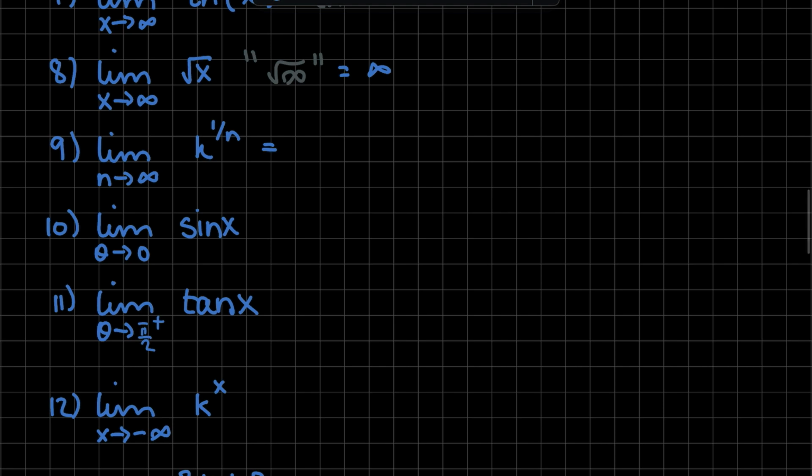Okay, so we have the limit as n tends to infinity of k to the power of 1 over n. It isn't specified here, but k is just some constant. Doesn't matter which one it is, because no matter whether it's 2 or 3 or 4 or so on, the limit is just going to converge to the same value for any constant k. So what we can do is, after copying our limit as n tends to infinity, just think about what happens to 1 over n as n tends to infinity.